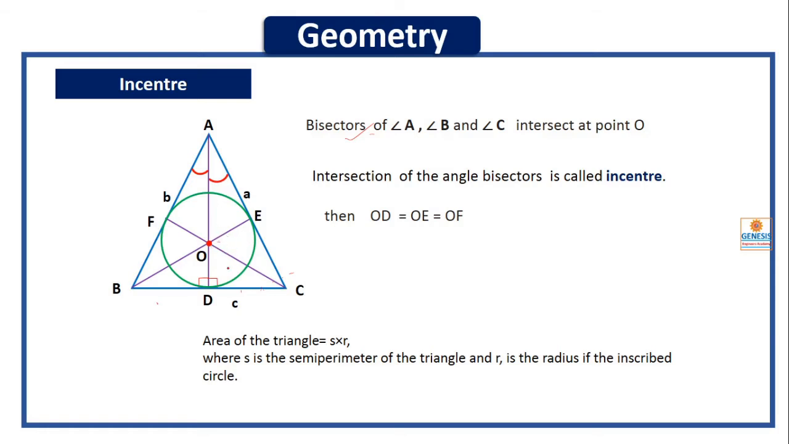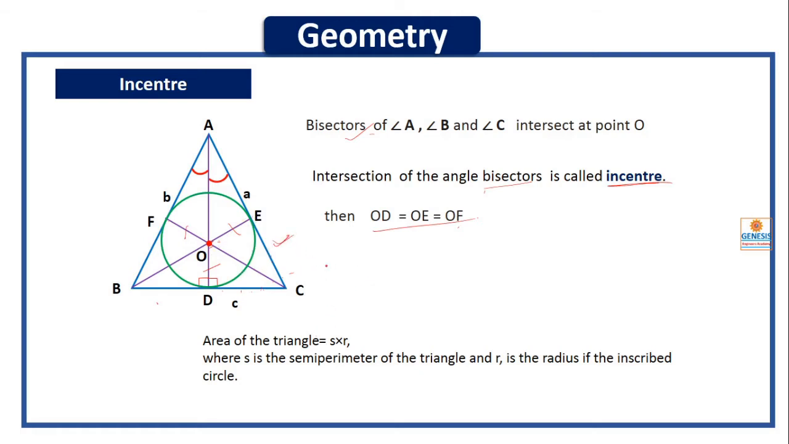This point we call the incentre. Incentre means you are able to draw a circle inside the triangle. So the intersection of angle bisectors is called the incentre. If that is the incentre, the radius of the circle is equal. If OE is the radius, OF is also a radius, and OD is also a radius. That is why OD is equal to OE is equal to OF. And you can also derive one more property.